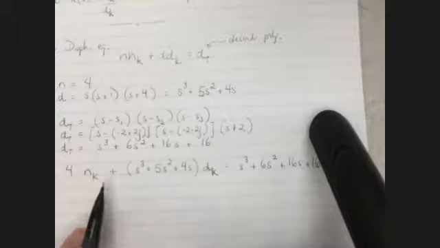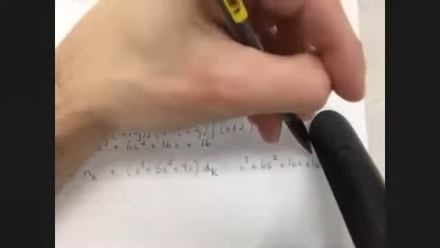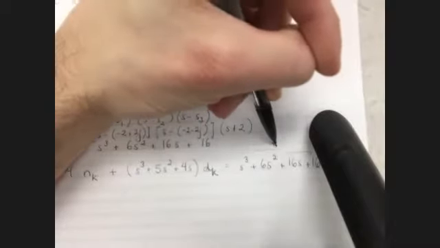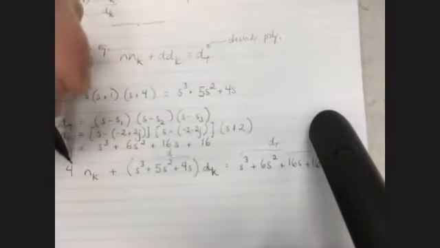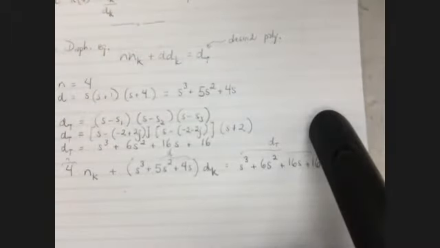So n nk plus d dk equals dt. Again, this right here is my dt. This right here is d. This right here is n. And so that's my equation right there.